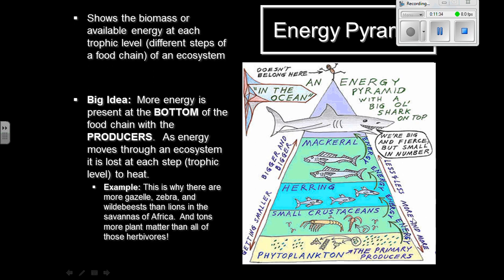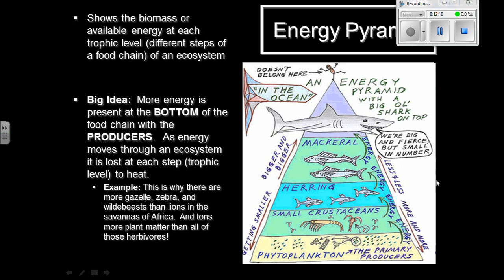It's again that rule of 10, where the organism never gets 100% of the energy from the previous organism. Let's say phytoplankton uses the sun to go through photosynthesis and uses that energy to develop and reproduce. As a byproduct of that, it lets off some heat, which means that the small crustaceans that eat the phytoplankton are not going to have 100% of that energy that the phytoplankton got from the sun. So looking in your notes, the big idea: more energy is present at the bottom again.